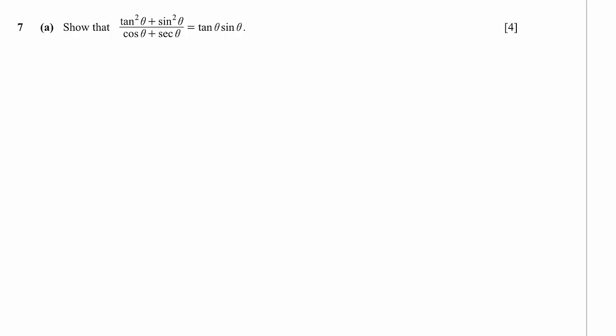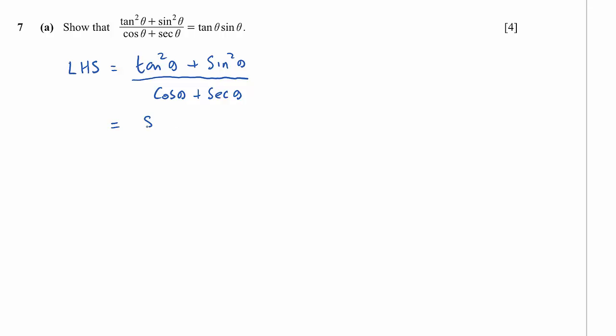So question 7, we want to show this identity is true. And I'm going to start with the left-hand side just because it looks like there's more that I can do with the left-hand side. So my left-hand side is tan squared theta plus sine squared theta over cos theta plus sec theta. Now, it's not always obvious where you should go with these. So sometimes you just have to dive in.